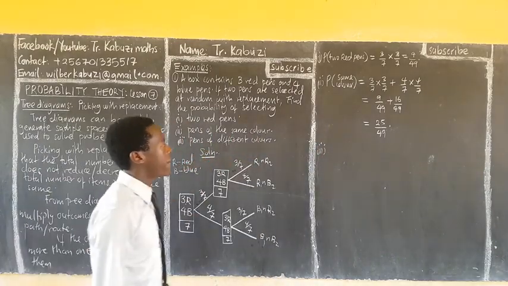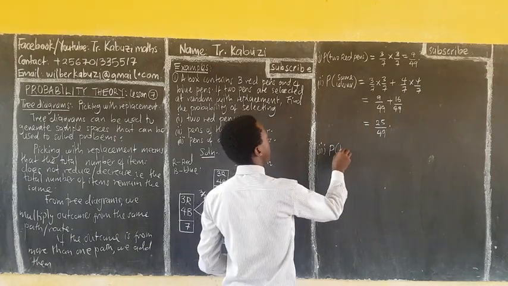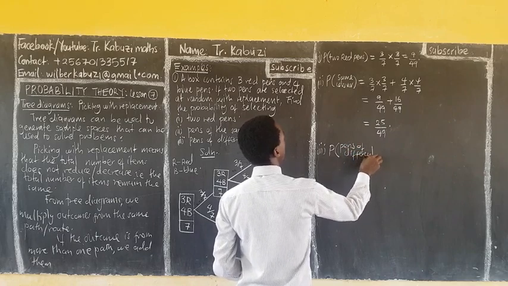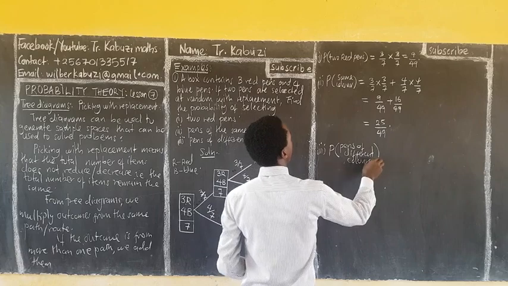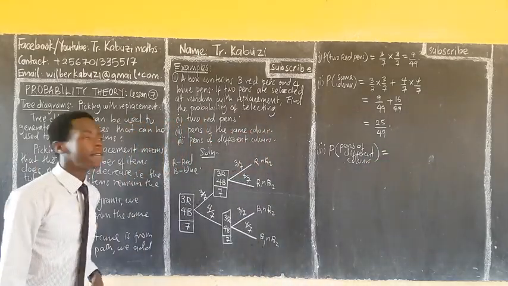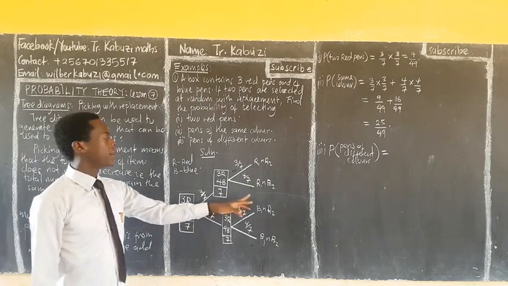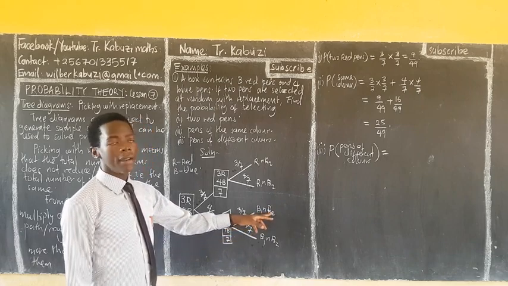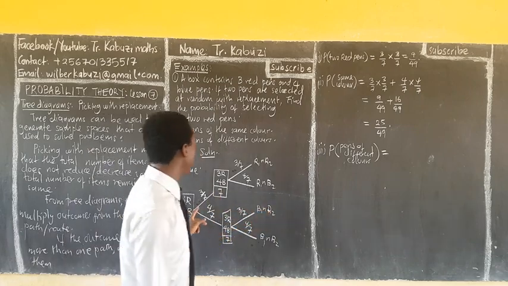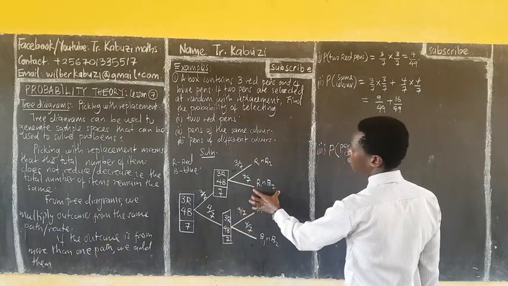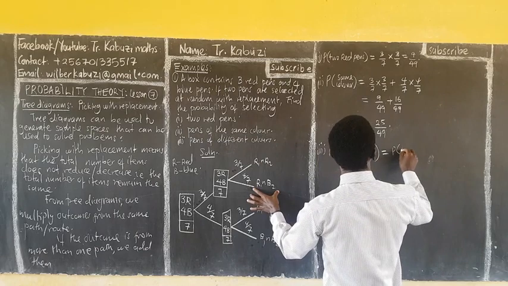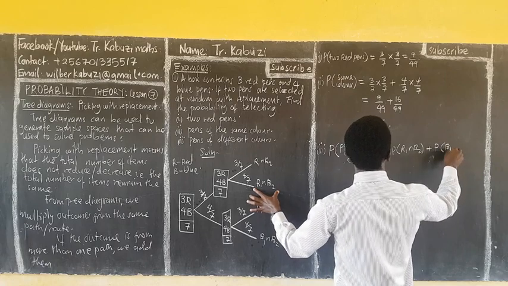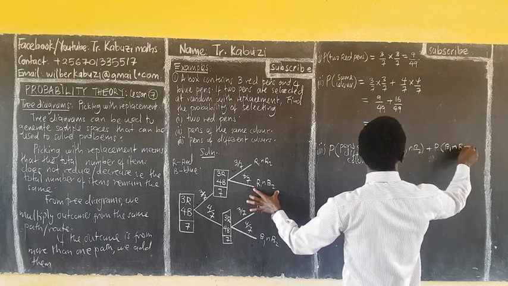So we come to number 3. Probability of pens of different colors. Now look at this. Different means, you see here we have red, here we have blue, so they are different. Also here we have blue and red, so they are different. So you can say it's going to be the probability of red the first time and blue the second time, then plus the probability of blue the first time and then a red one the second time.